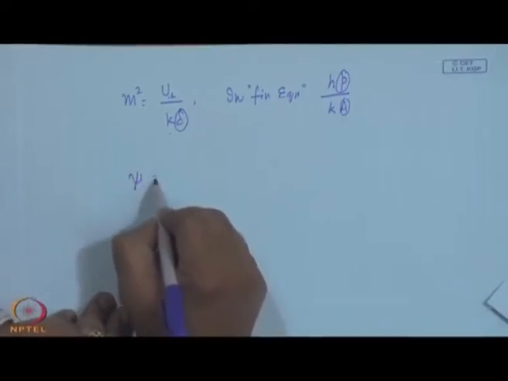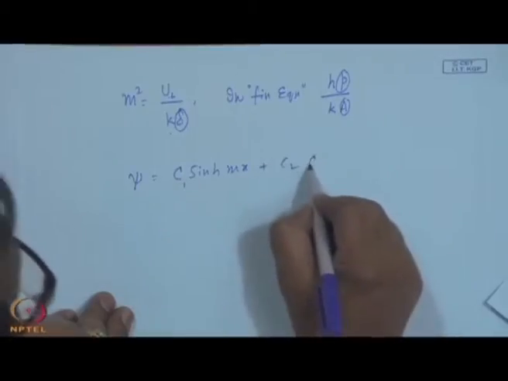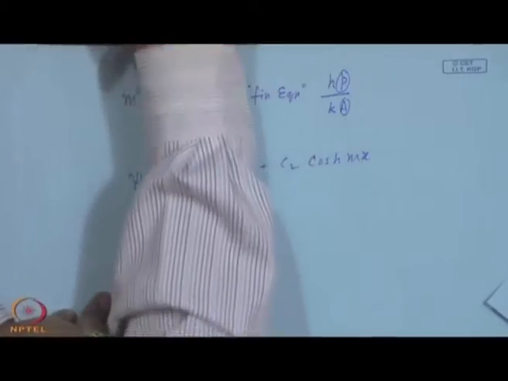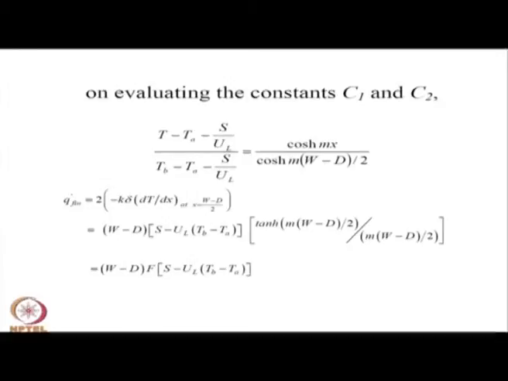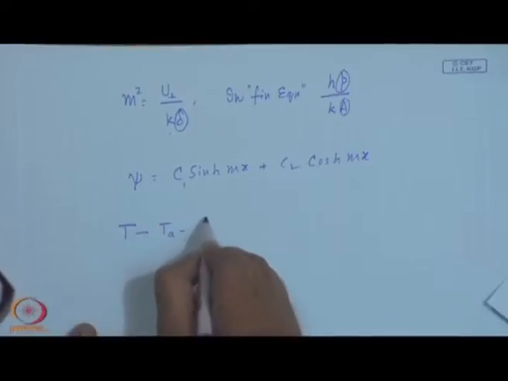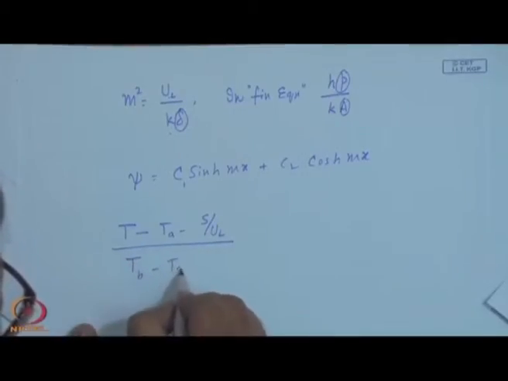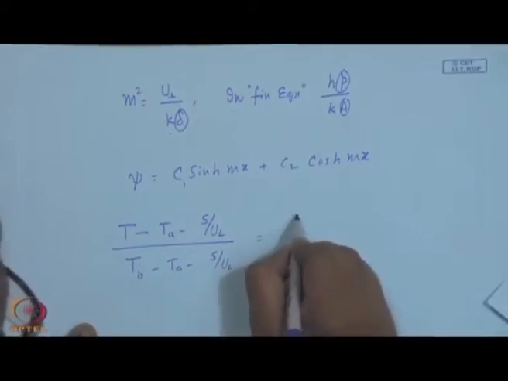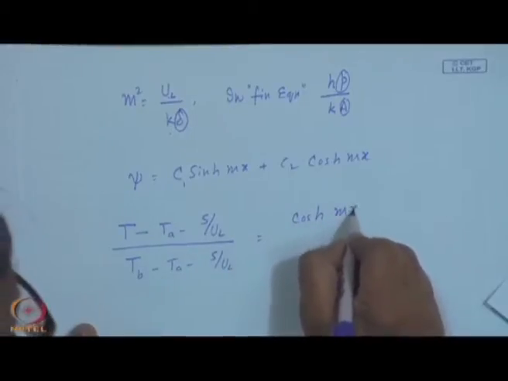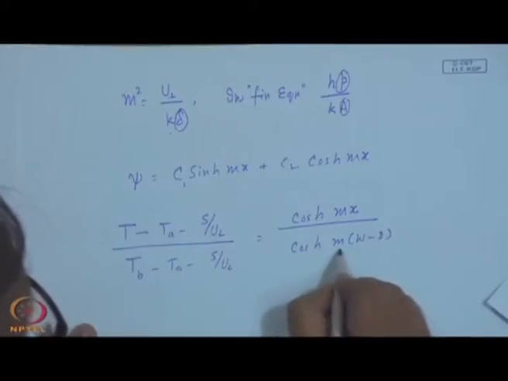The general solution for psi will be C1 sinh(mx) plus C2 cosh(mx), and if you apply the boundary conditions that dT/dx is equal to 0, or d psi/dx is equal to 0 at the centre, and psi equal to T_b minus T_a minus S/U_L at the tube, you will obtain the temperature solution as (T minus T_a minus S/U_L) by (T at the base minus T_a minus S/U_L) equals cosh(mx) by cosh(m(W minus D)/2).